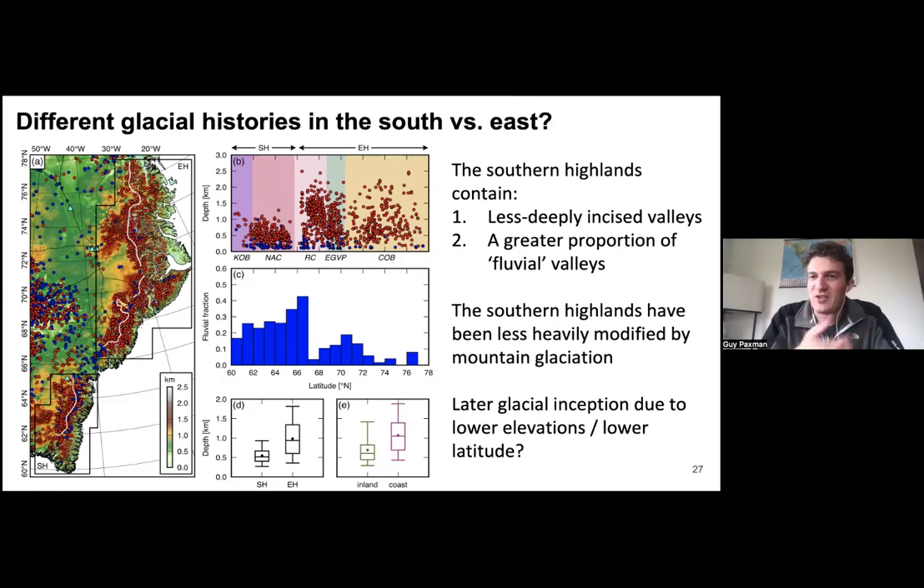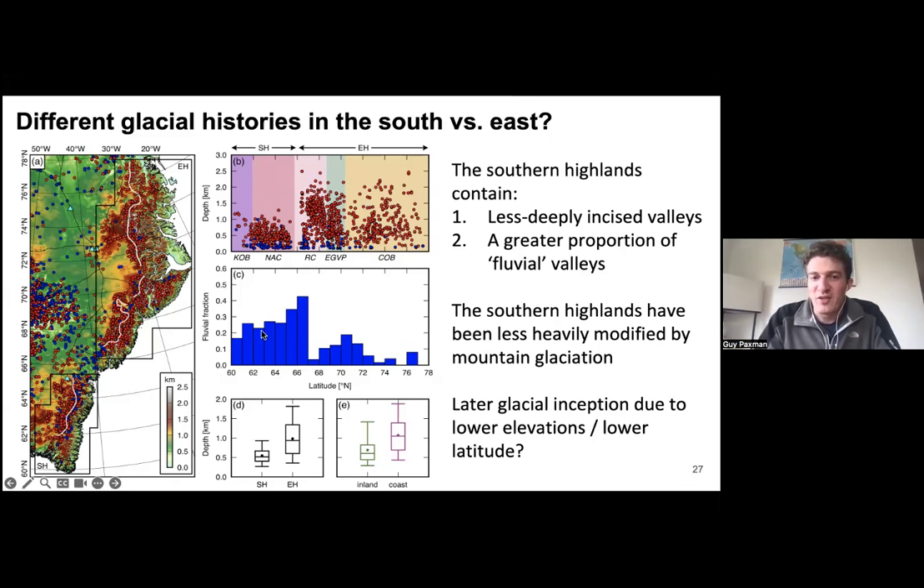And there's perhaps, this is a slight aside, but there's potentially an interesting difference in the glacial history of these two regions, which I've sort of been lumping together up until this point. But actually what we find is in the east, compared to the south, that in the southern parts, the southern highlands here, the valleys tend to be less deeply incised, you can see here, compared to in the eastern highlands. And that's kind of the same regardless of the geology. So it doesn't seem that geology is a key control on the valley depth here, but rather it's a difference between the south and the east.